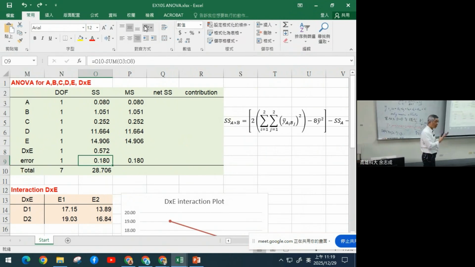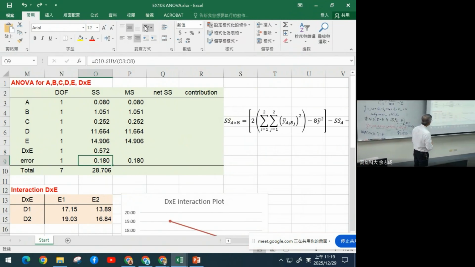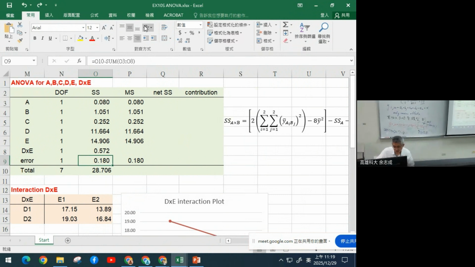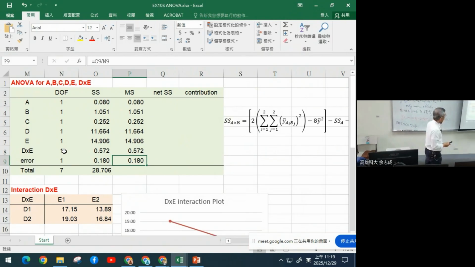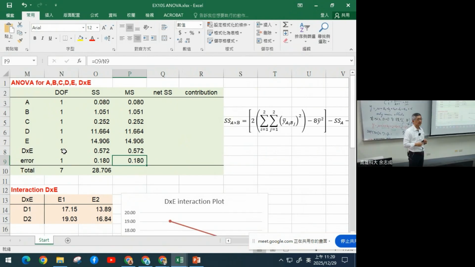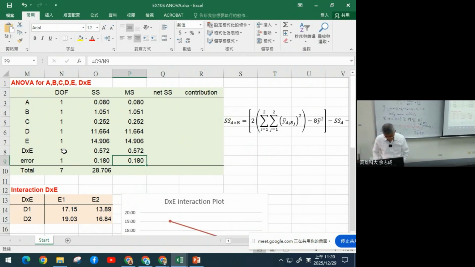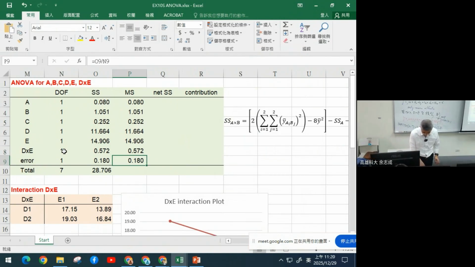0.180. It's different from our original equation. Then you can calculate the mean sum square for this interaction as well. The mean sum square is equal to the sum square divided by the degree of freedom 1, which is the same in this case. Any questions?